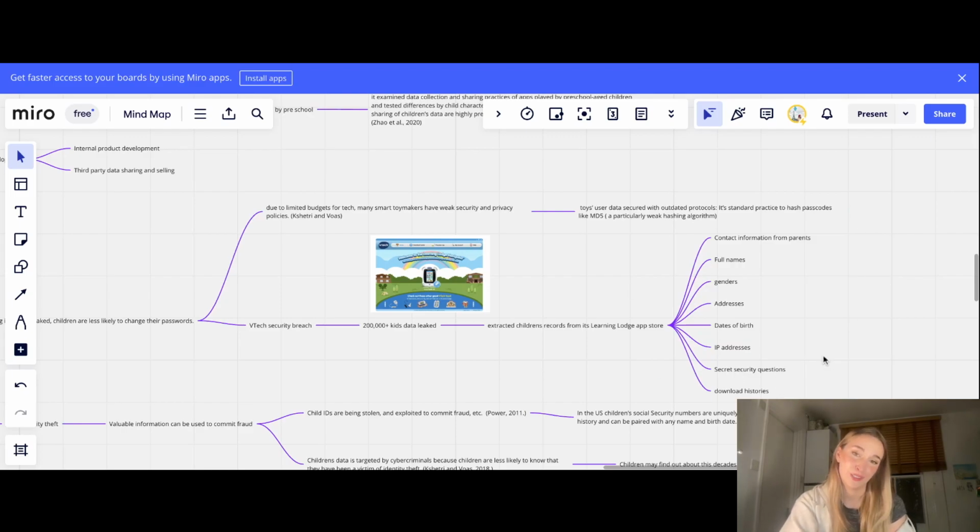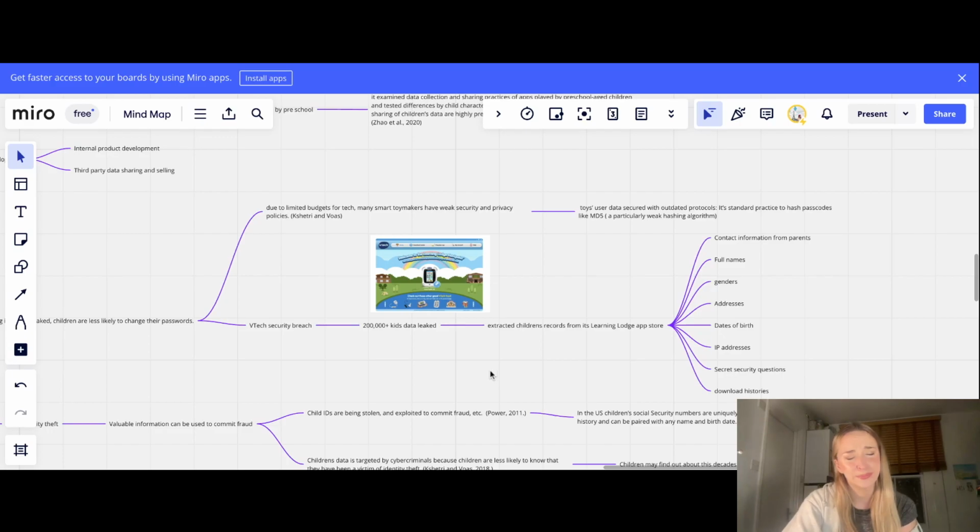All of this information is particularly dangerous for external hackers to have, because you can know where a child lives, you can maybe know the parents' security questions, which could sometimes be the same security questions for other services like bank details. You have full names and you have the contact information from parents, which is just very dangerous.